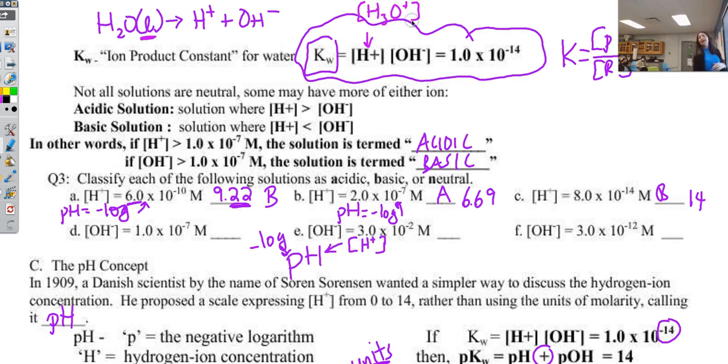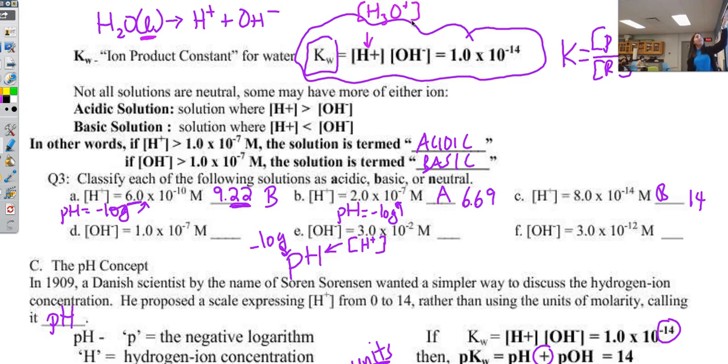H3O plus times OH minus equals 1 times 10 to the negative 14. Really nice, because if you know the H plus concentration, you can always find the OH minus concentration. There's only one other variable then. You would call that X. So if I know my OH minus is 1 times 10 to the negative 7, what should my H plus be?